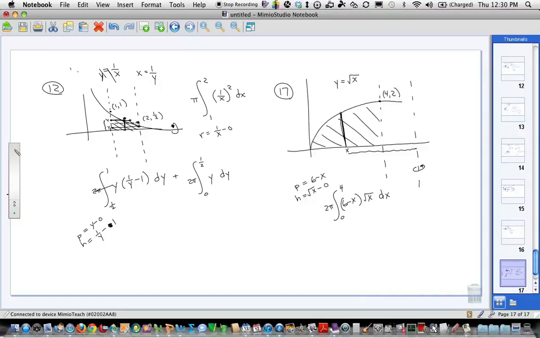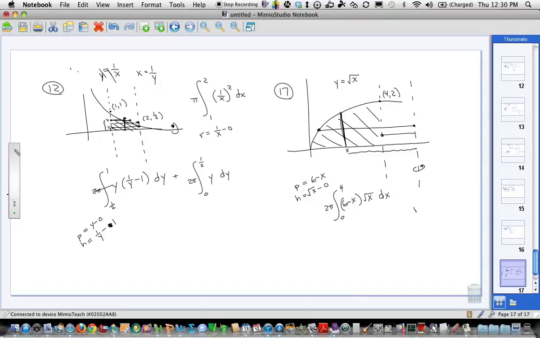For review, some people on the quiz will do this. They'll do it both ways just to check. How would you do this slicing? If you were going to do slicing method, what kind of slices would you have? Washers, donuts, right? Washers or donuts because you've got this empty space. So you'd have an outer radius there, and an inner radius there, right?